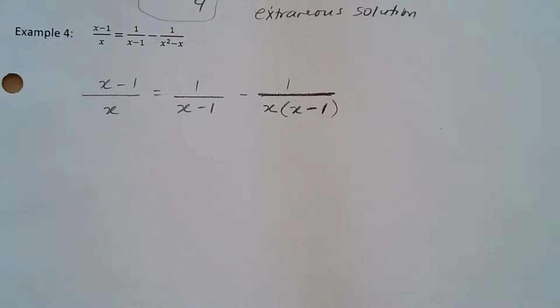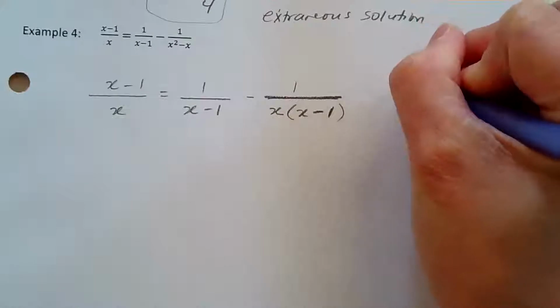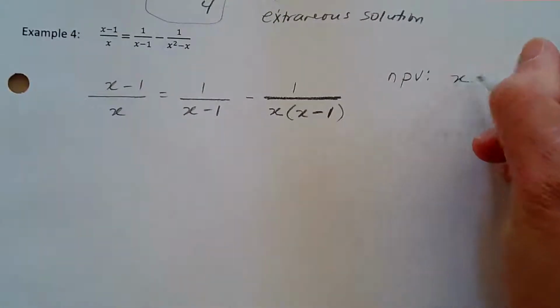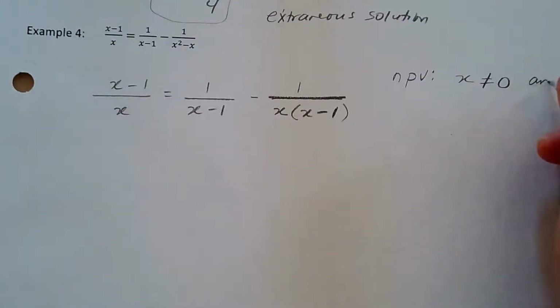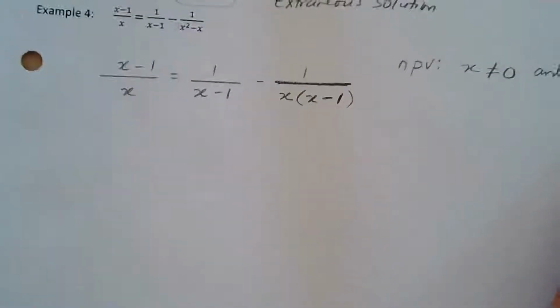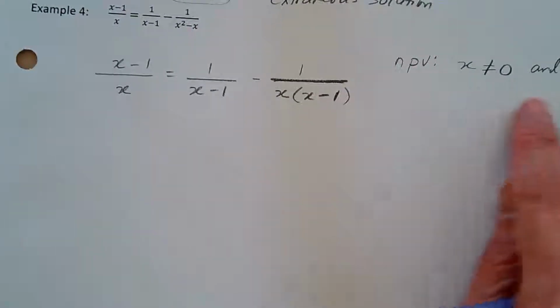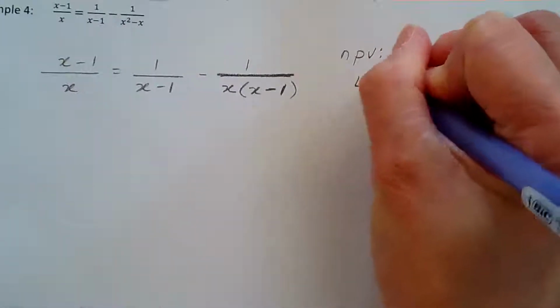Okay, so what's the non-permissible value? Can somebody give me one? 0. Okay. And x cannot equal 1. Is everybody okay with that piece? Yeah? Okay, x cannot be 0, x cannot be 1. Now we can do LCD.